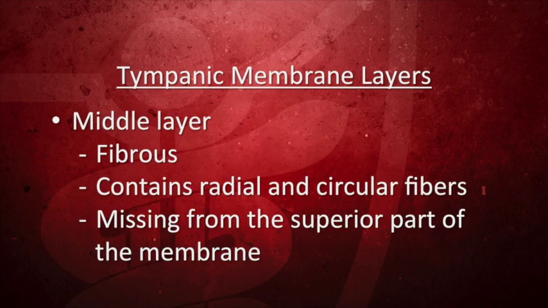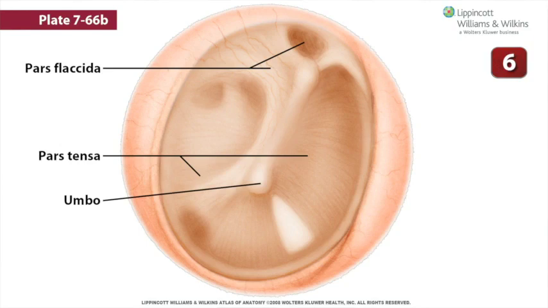The fibrous layer is missing from the superior part of the membrane, which is the part that spans the tympanic notch. This portion of the membrane is called the pars flaccida because it is weak and flaccid compared to the remainder of the membrane, the pars tensa, which is strong and tightly stretched across the tympanic sulcus. The tympanic membrane is concave externally. Its central peak is called the umbo.